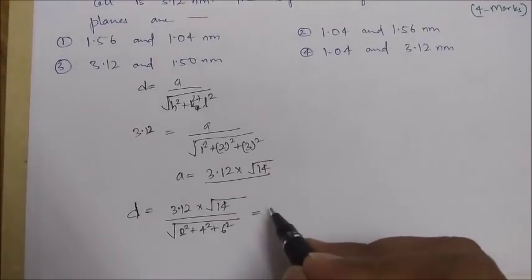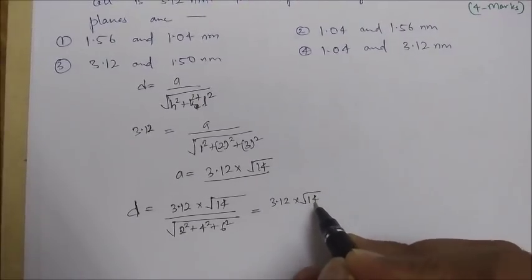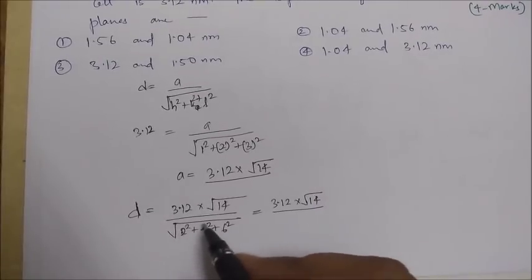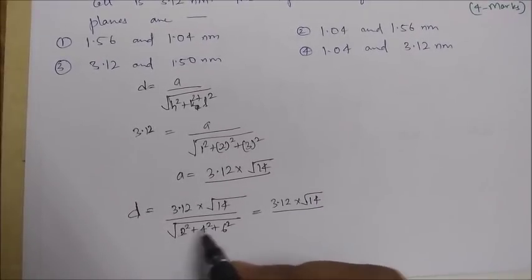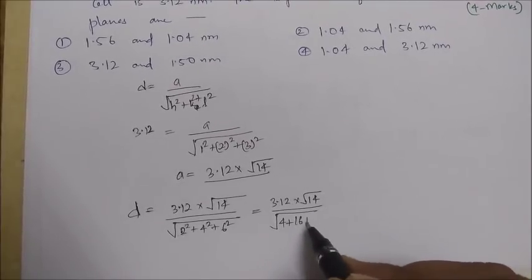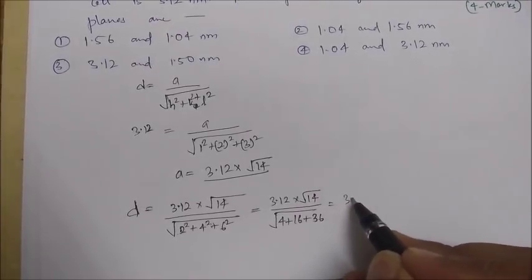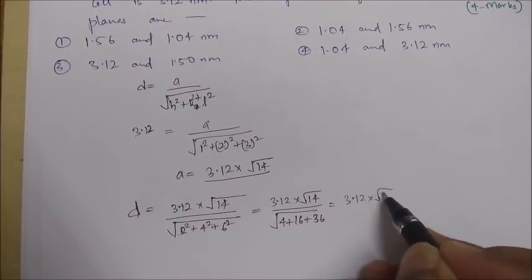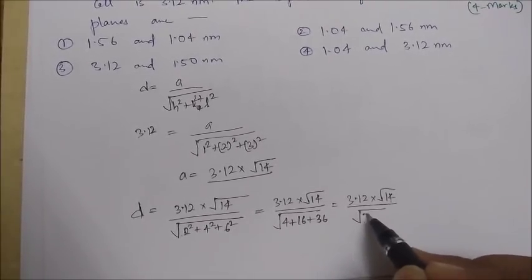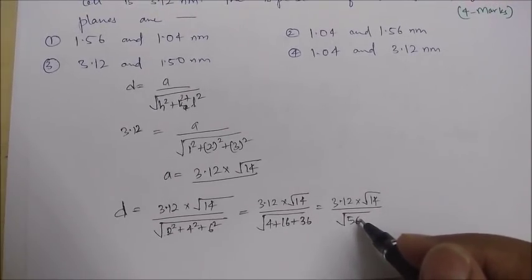So you will get 3.12 into under root of 14 upon, okay, so if you put these values, you will get 4 under root of 4 plus 16 and plus 36. So you will get 3.12 into under root 14 upon, here you will get 20, and plus 36 is under root 56. All right, now 56 is your 14 into 4.